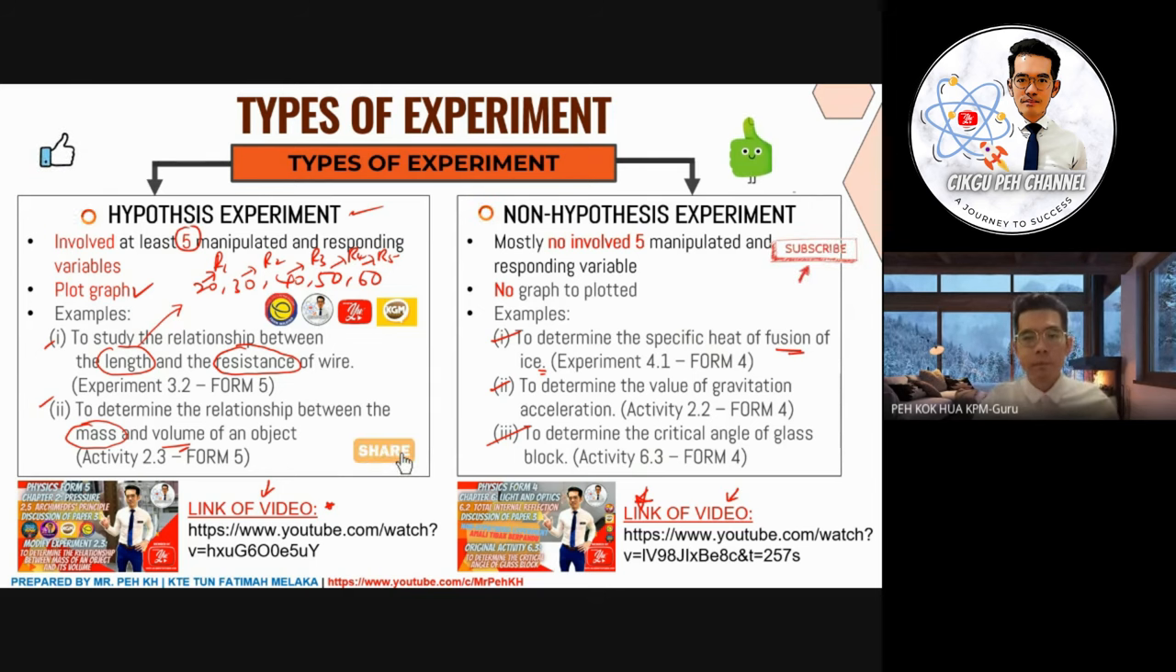And in this video, I am going to introduce to you an example of the non-hypothesis experiment. So that means here, there will not be 5 MV and RV to discuss, but actually here we have the MV and RV for the experiment. We just do not use the values to plot any graph for this video.